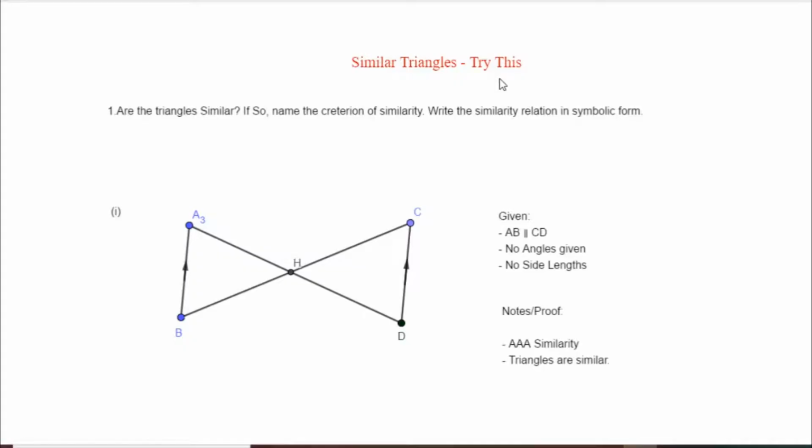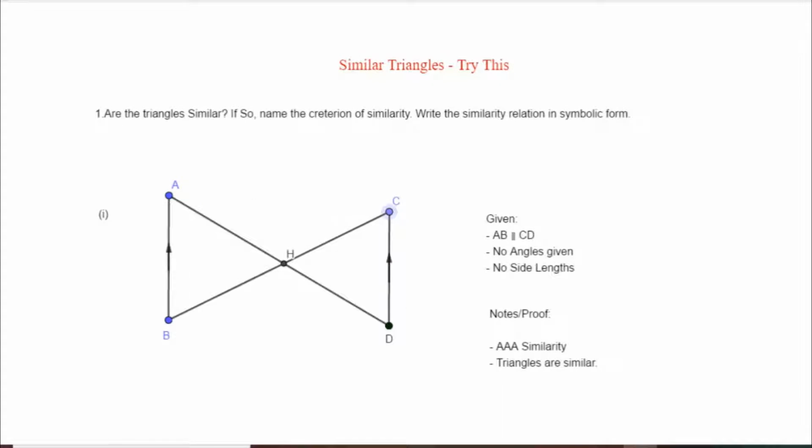Similar triangles, try this section. It is not part of any exercise as such, but it is mentioned as try this section in the textbook. The problems are mostly about similarity of triangles. We need to find if given two triangles are similar or not. If so, we need to name the criteria of similarity and also write the similarity relation in symbolic form.